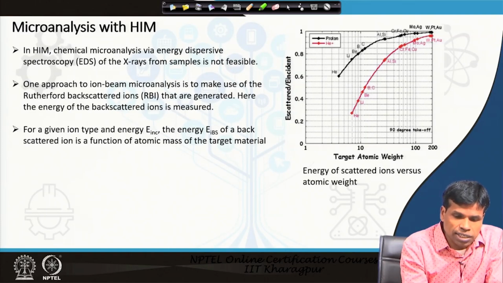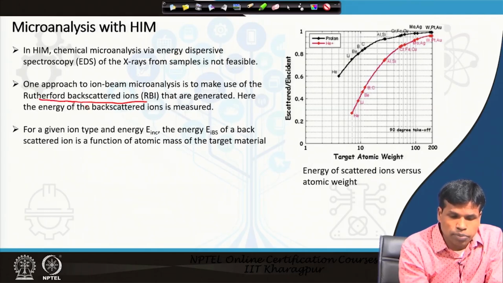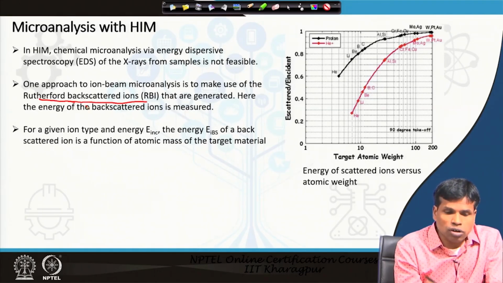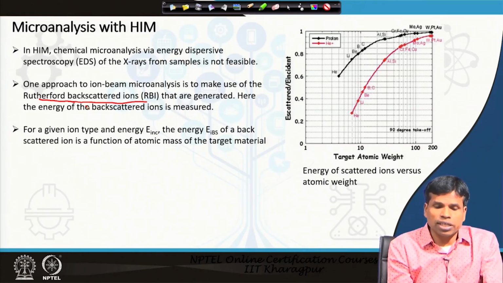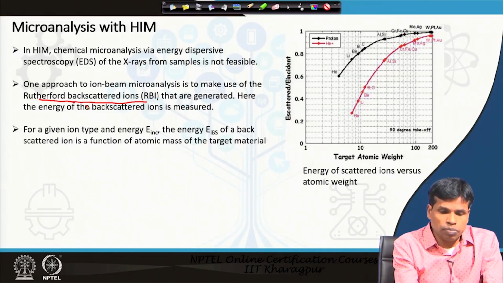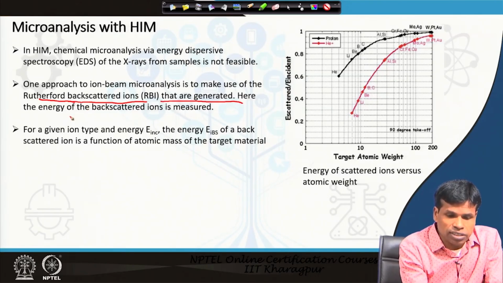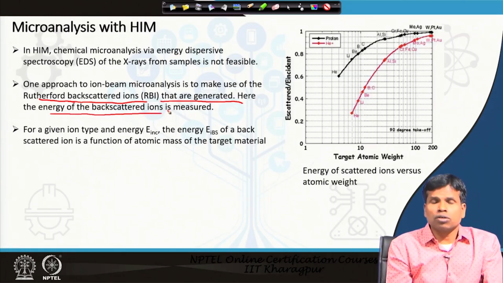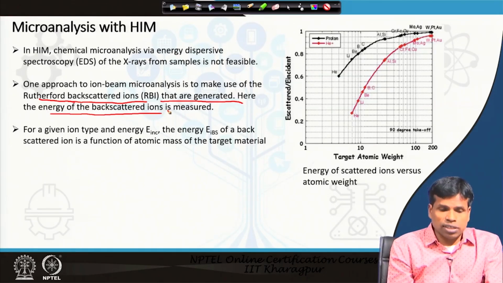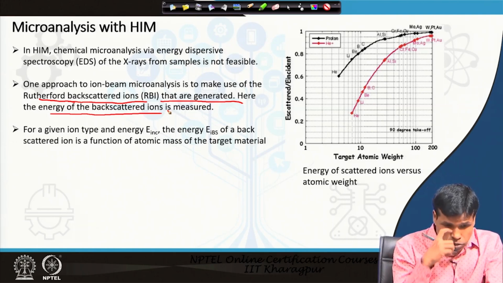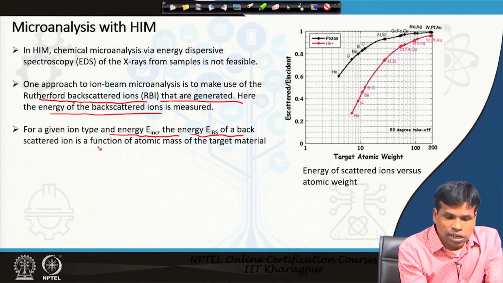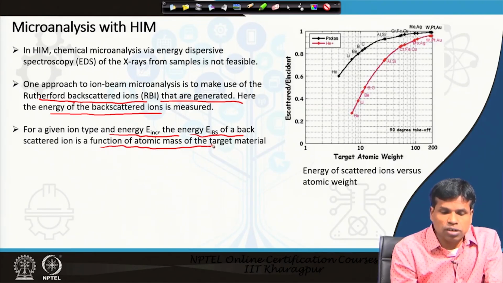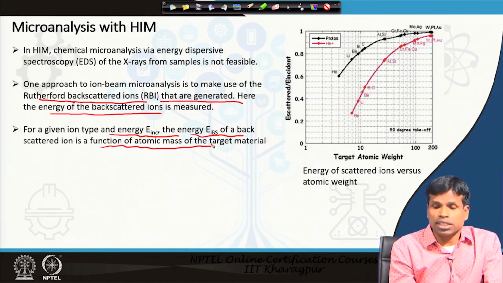So, one of the approaches is to use backscattered ions, that is called Rutherford backscattered ions. We know that many helium ions are backscattered after they strike the specimen. So, many backscattered ions are generated, and we can measure the energy of the backscattered ions to tell which atom is present in the specimen. For a given ion type, the energy of the incident and the energy of the backscattered ions have a certain relation. As a function of atomic mass, it changes.